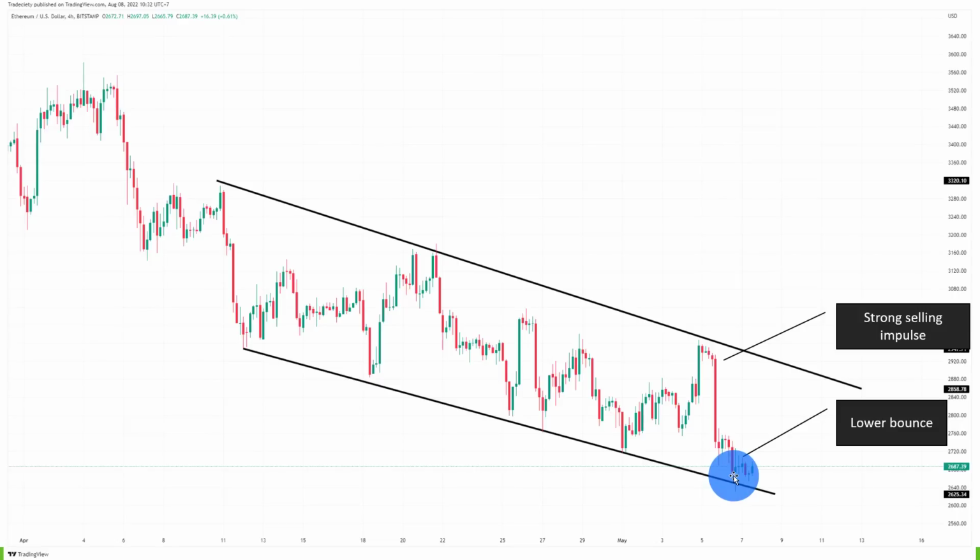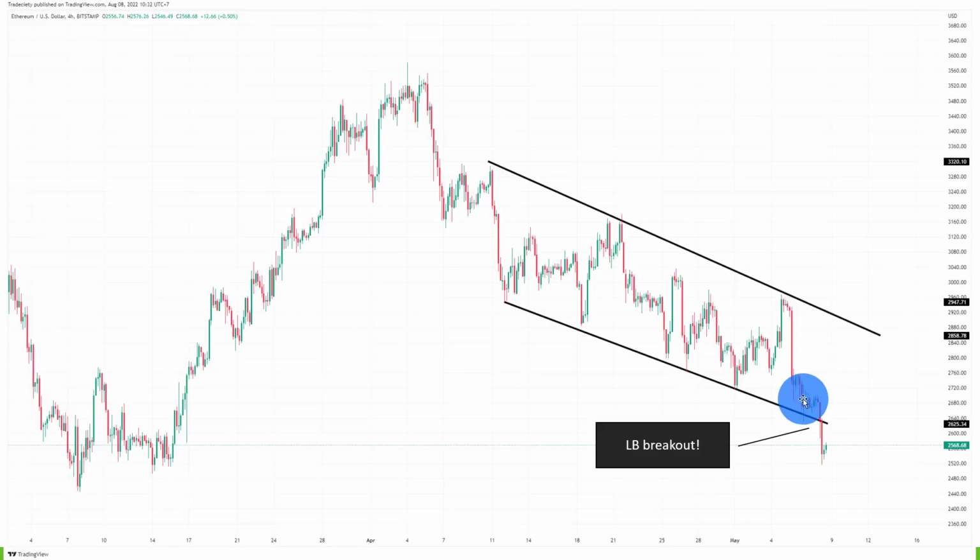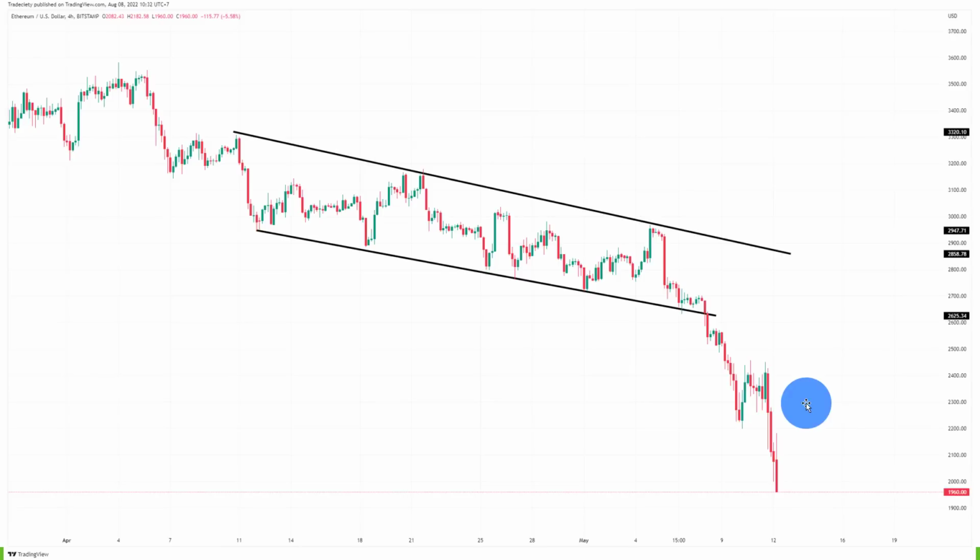Also, it seems like we're building the lower bounce. The market shows signs that we are sticking to the trend line to the downside. Here you can see it a little bit better. The breakout happens and you can see the market is really staying at the trend line here pre-breakout. That's a very strong bearish signal. And then you can see we unfold and the trend continues to the downside.